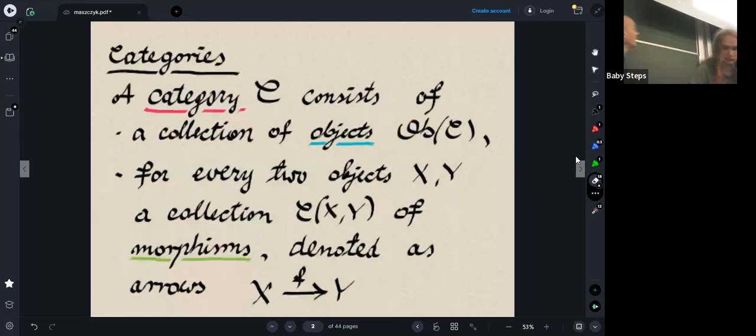Okay, so what are categories in mathematics? Essentially, it's a kind of algebraic structure consisting of a collection of so-called objects. This collection is denoted by ob of C, if C is the name of this category. For every two objects, X and Y, we have a collection, T of XY, of so-called morphisms, denoted as arrows.